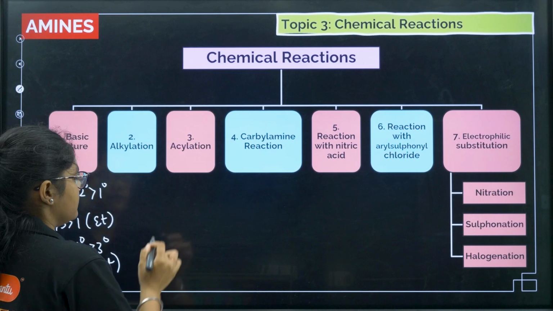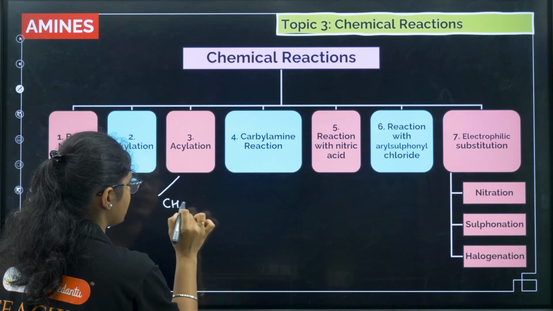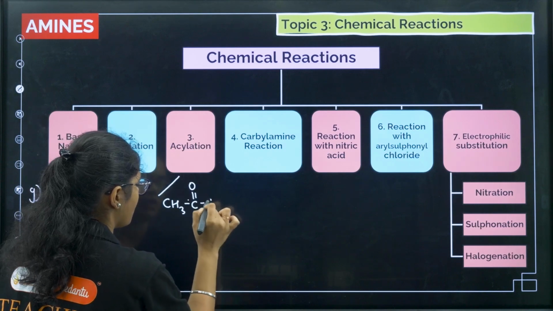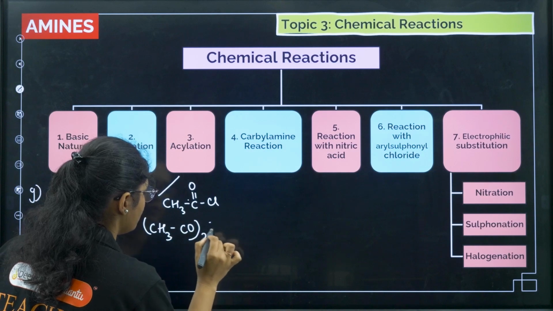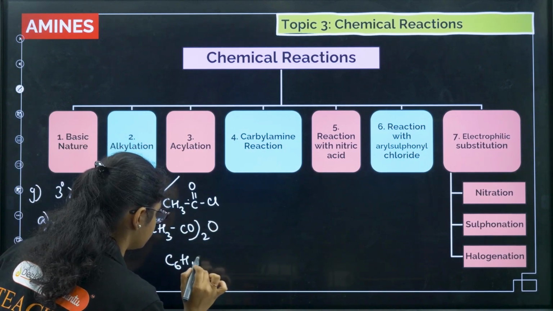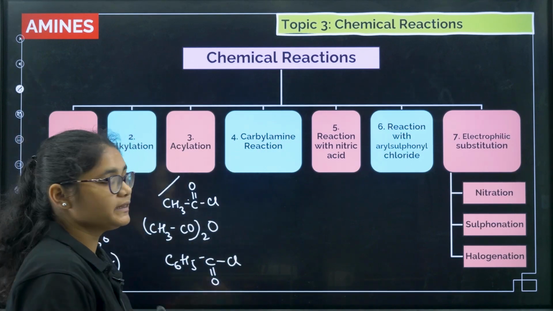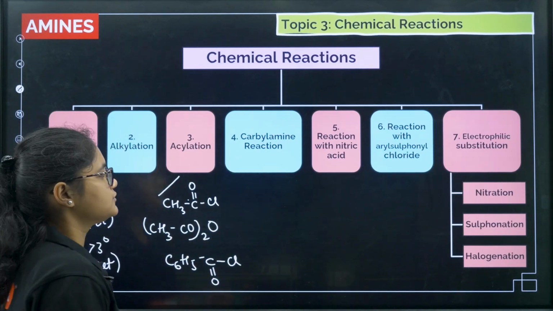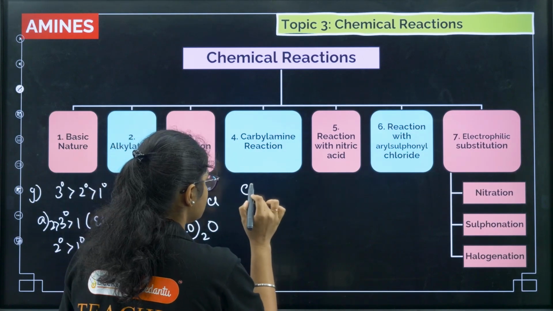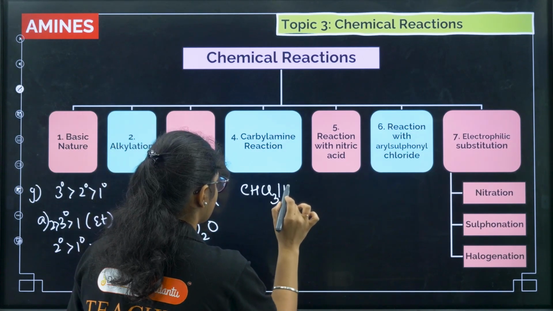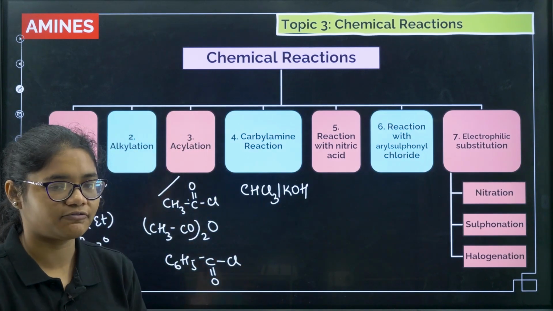Remember? Then for acylation, what all things can we treat with? We can treat CH3COCl, right? Or you can treat anhydride, that is (CH3CO)2O, or you can treat with benzoyl chloride, C6H5COCl. Okay. Now if you want to do the carbylamine reaction, you can treat it with CHCl3 and KOH, okay. Then you will get isocyanide compounds which give you a foul smell.